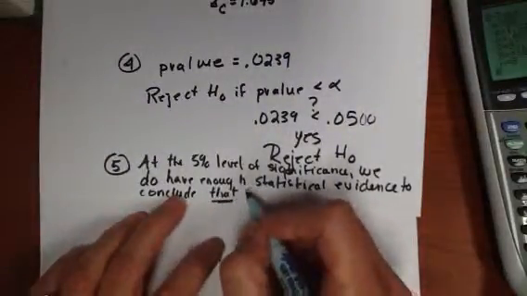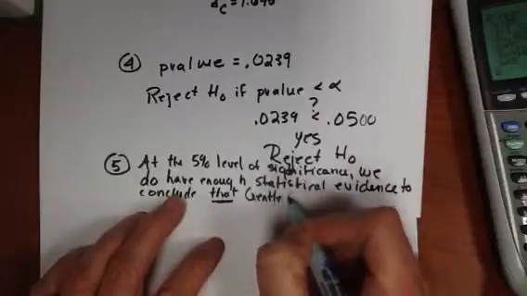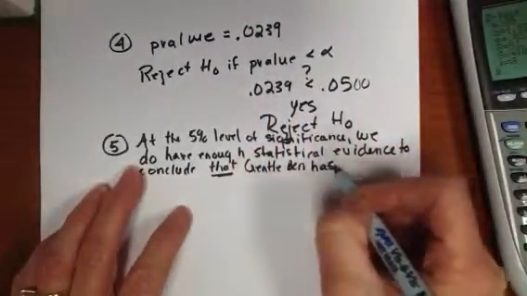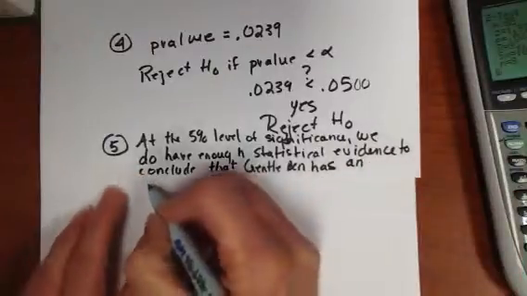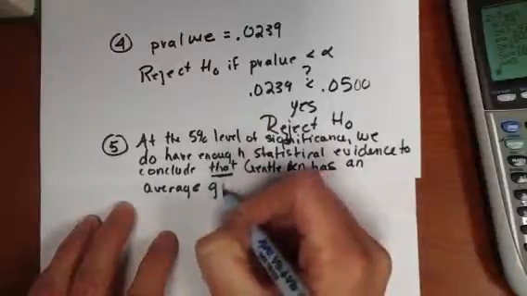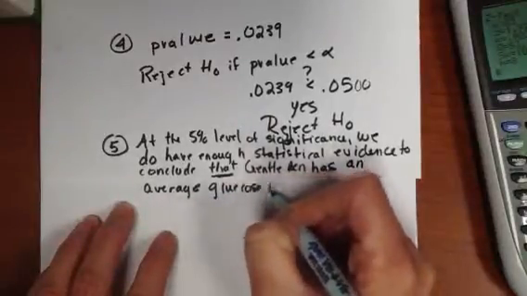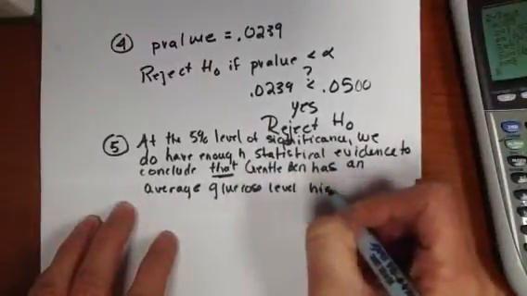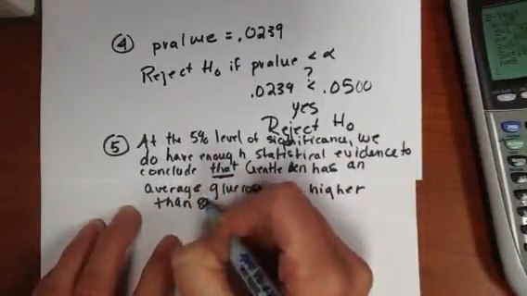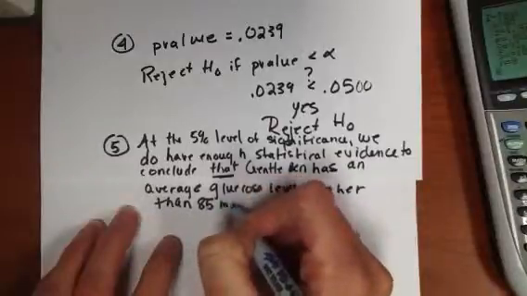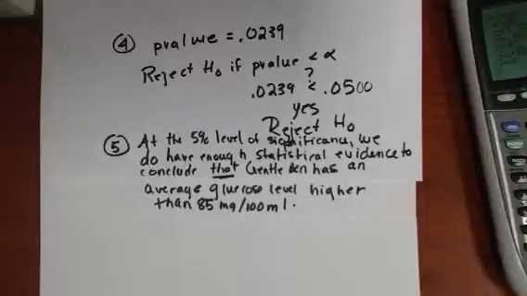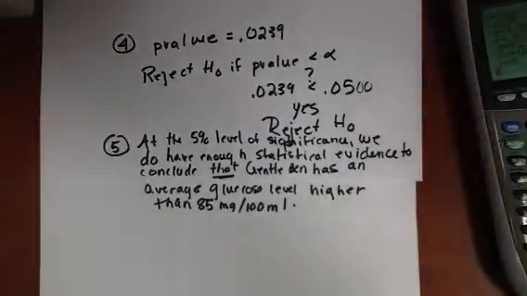So to conclude that Gentle Ben has an average glucose level higher than 85 milligrams per 100 milliliters. Make sure you put that in terms of the problem. And those are the 5 steps for a z-test.